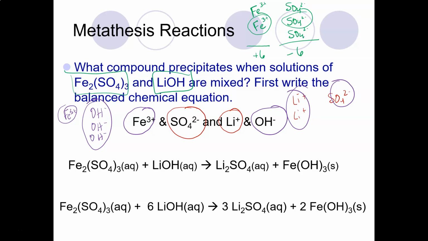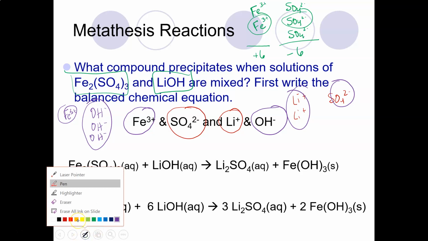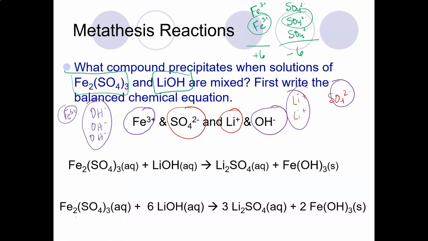But if we go back and look at the question, it actually had another part. It says to write the balanced chemical equation. Bam, right there. But it also said, what compound precipitates when solutions of Fe2(SO4)3 and LiOH are mixed? So we're looking for the precipitate. Do you remember how we recognize the precipitate? It's the solid that we made. So it's a solid that's a product. So if we look at this, that's aqueous. This is solid. That is going to be my precipitate.